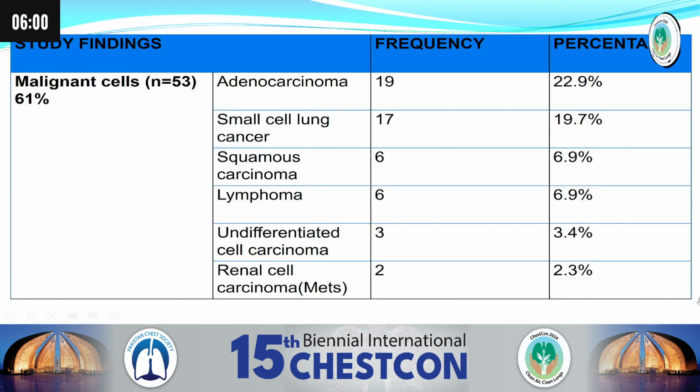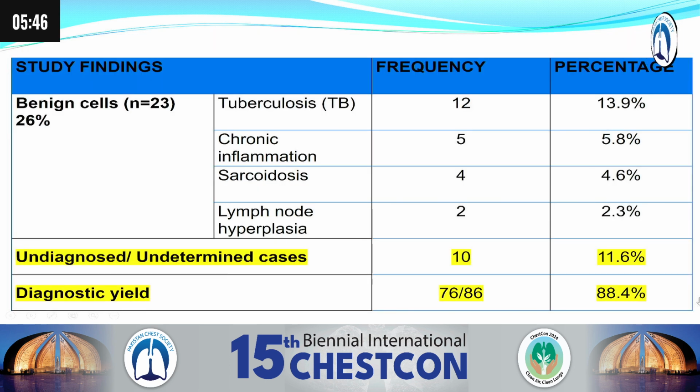And here comes the result. The most common tumor which we found was adenocarcinoma. Some metastatic tumors were also detected. The primary was renal cell carcinoma. We also found benign conditions in our study, the most common being tuberculosis.